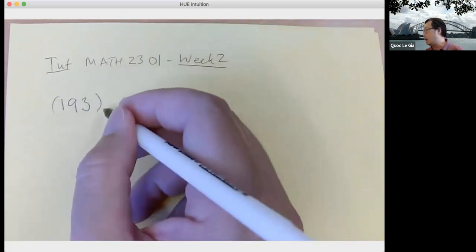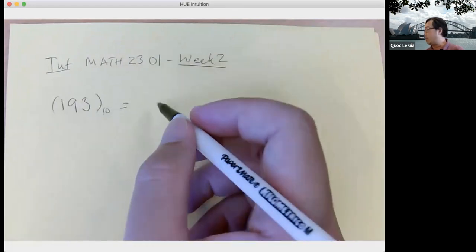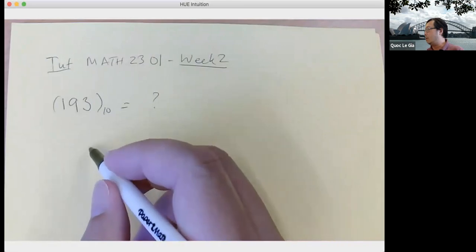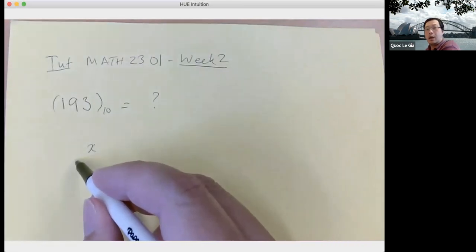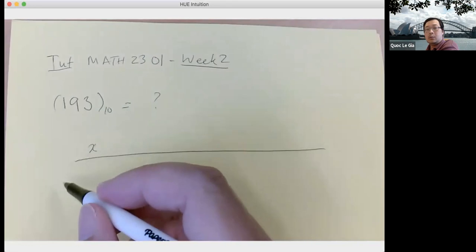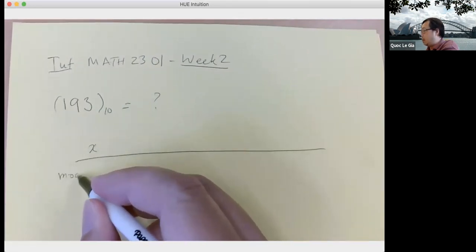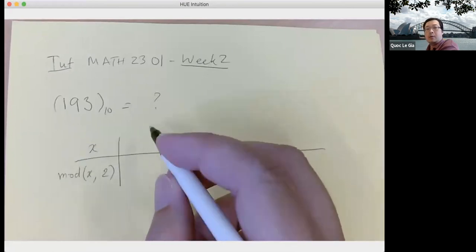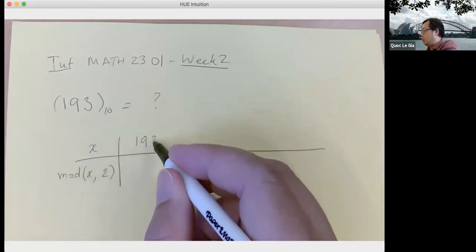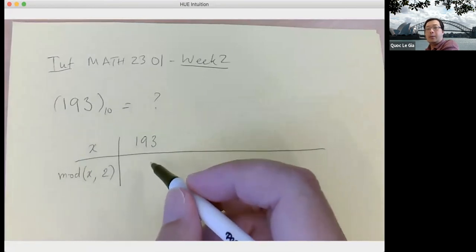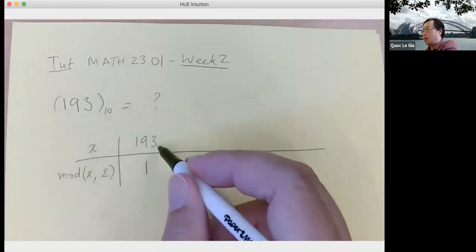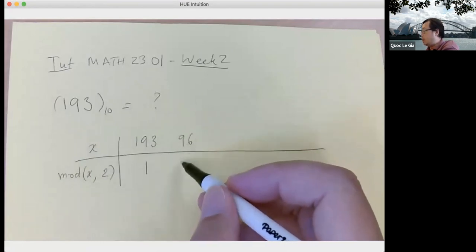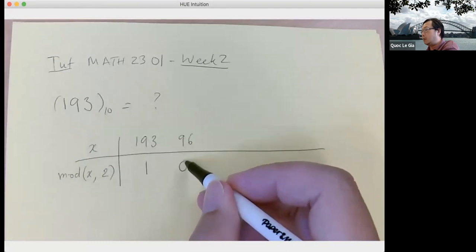So this is in base 10, and you want to expand it into a binary form. So we draw a table. X, and this column is the remainder of X when you divide it by 2. You put in 193 here. When you divide it by 2, the remainder is 1, because it's an odd number. And so you get 96, and you divide it by 2, the remainder is 0.